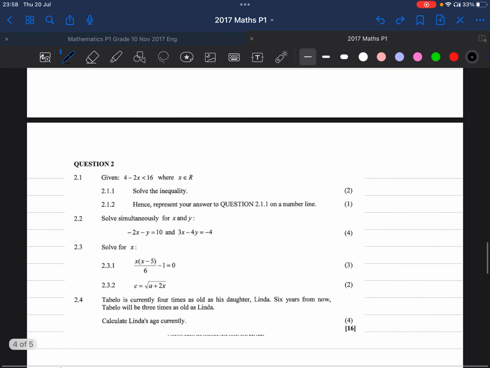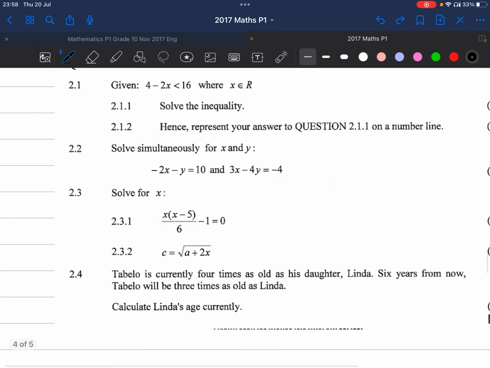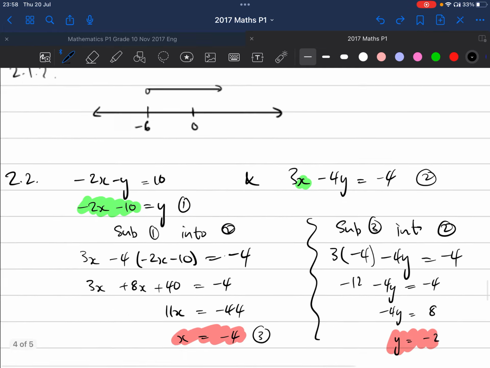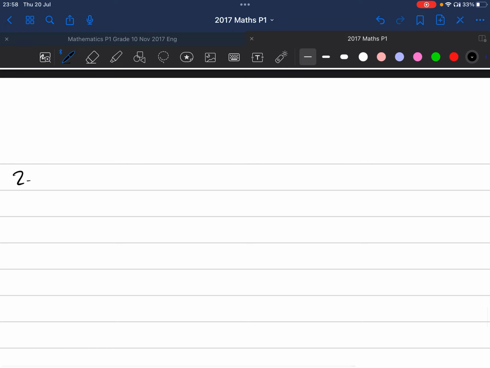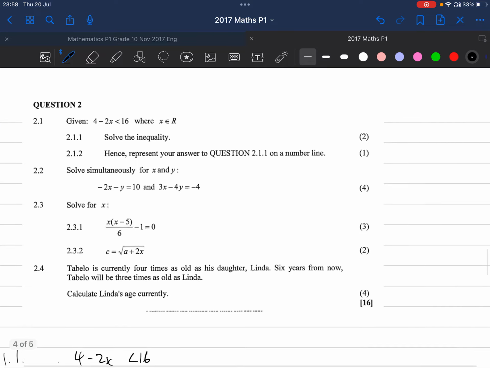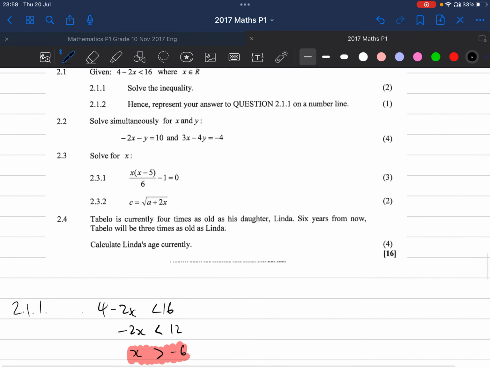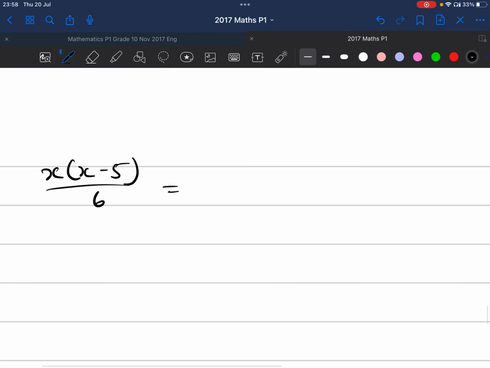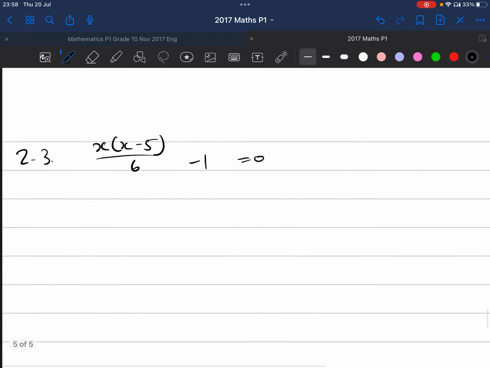Okay, let's move on to question 2.3. So it says solve for x, and then we're given that equation, x times (x minus 5) over 6. So let me just write that down: x times (x minus 5) over 6, minus 1, is equal to 0.